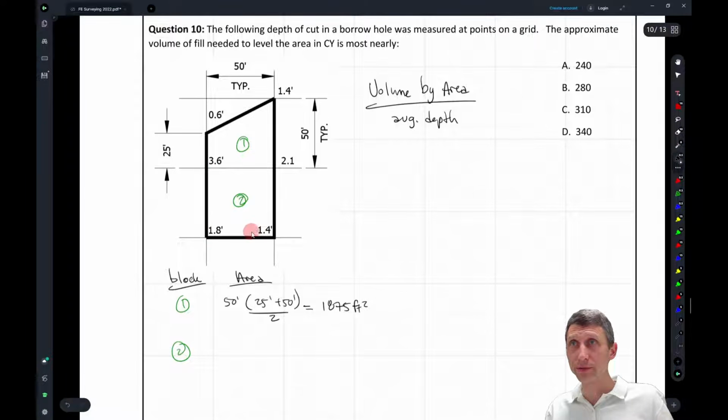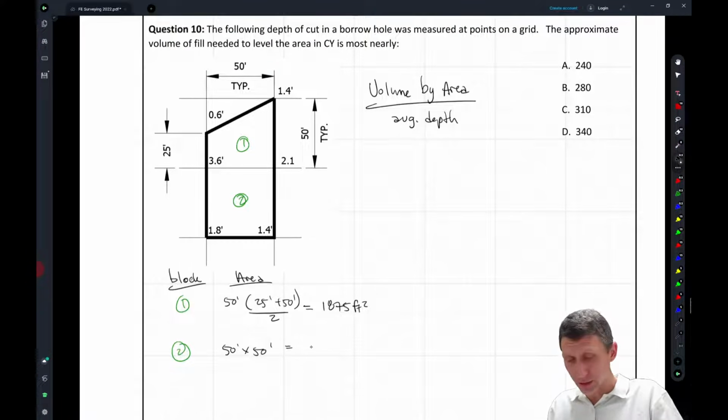Okay, and then if I go to area 2, this one's a little bit easier. I got 50 feet and 50 feet. This typical just means typical. It means that it's the same dimension, kind of, unless stated otherwise. So 50 feet times 50 feet. That one's a little bit easier, and I think it should be 2,500 square feet.